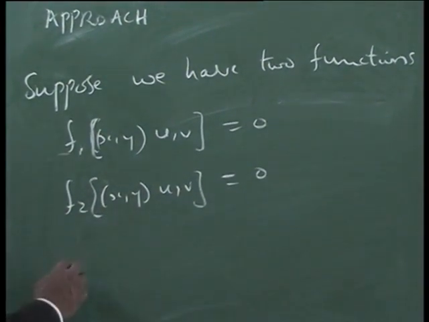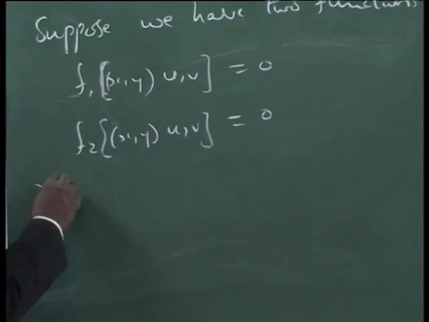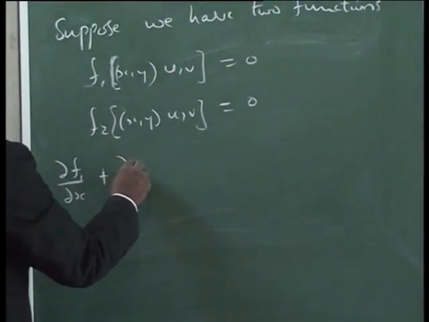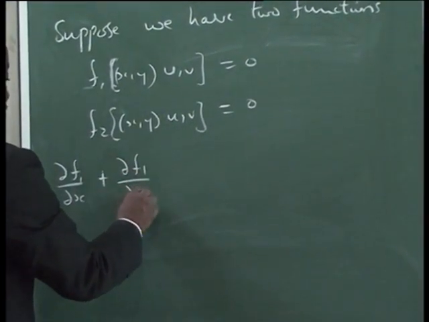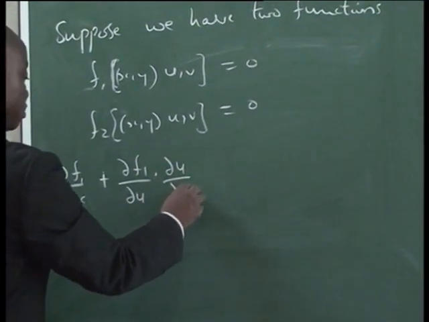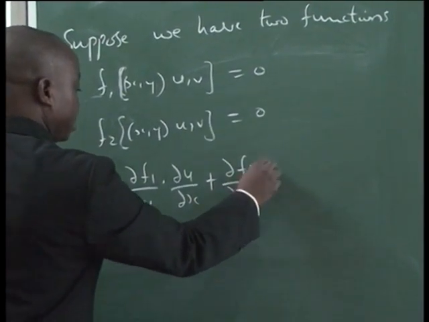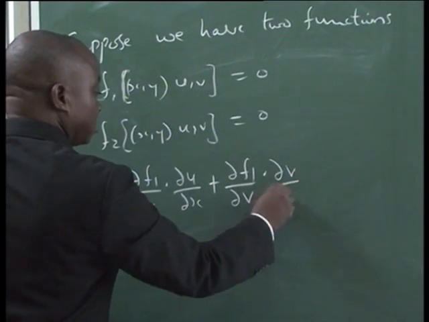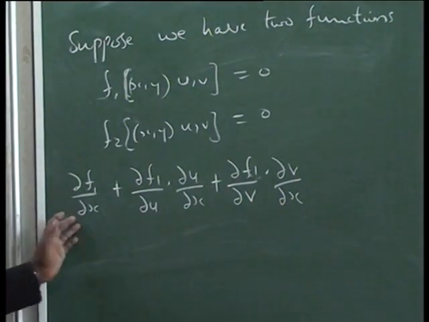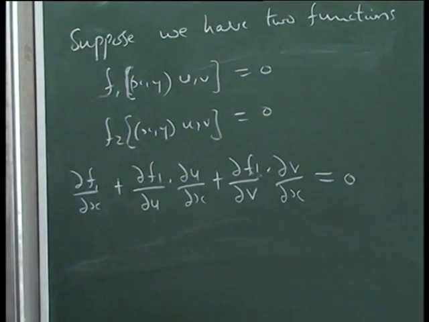Then we know that partial f1/partial x plus partial f1/partial u times partial u/partial x plus partial f1/partial v times partial v/partial x. Yes, this is the definition by the chain rule. You know that this will be equal to 0.